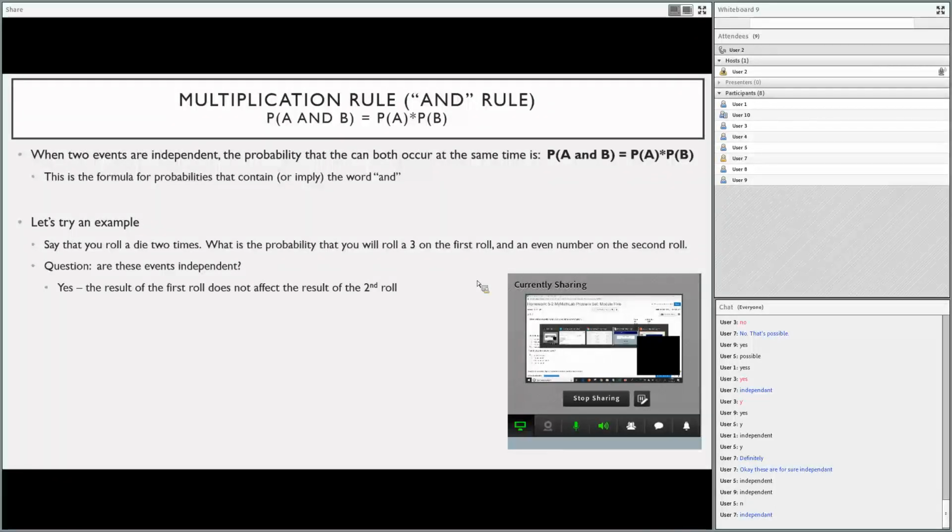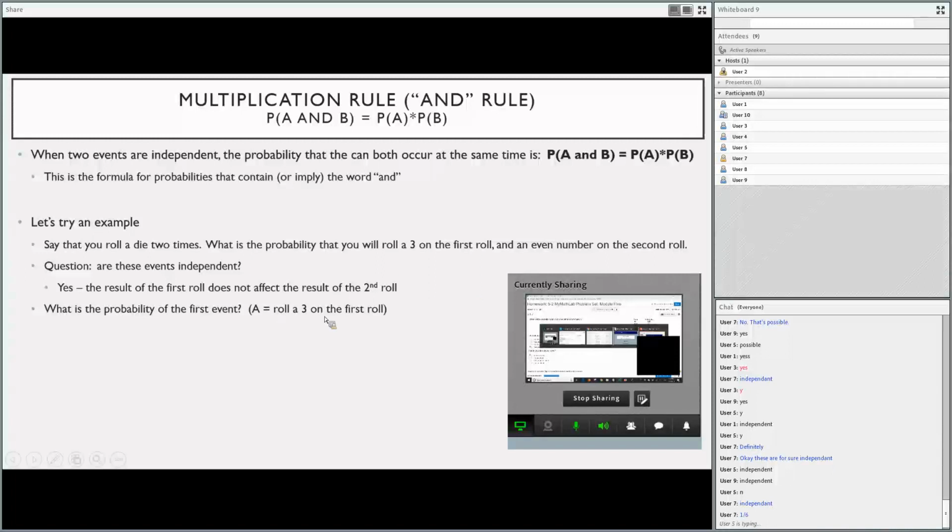They are independent, right? If I roll a die and then I pick it up and roll it again, the result of my second roll is not going to be affected by the result of the first roll. So these are independent. Okay, so what's the probability of the first event? That means that I roll a 3.